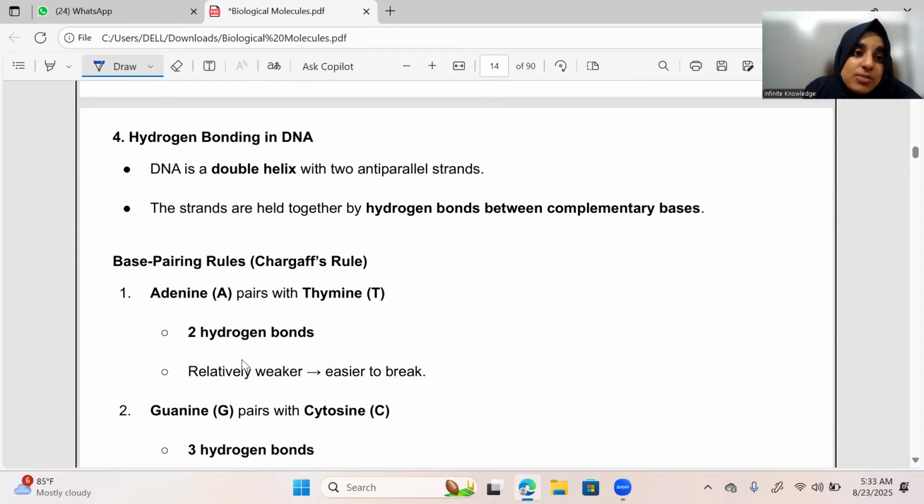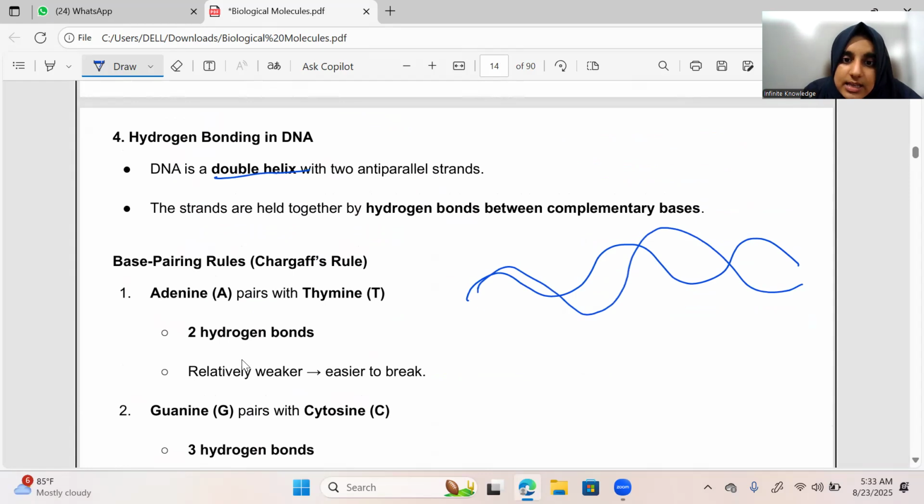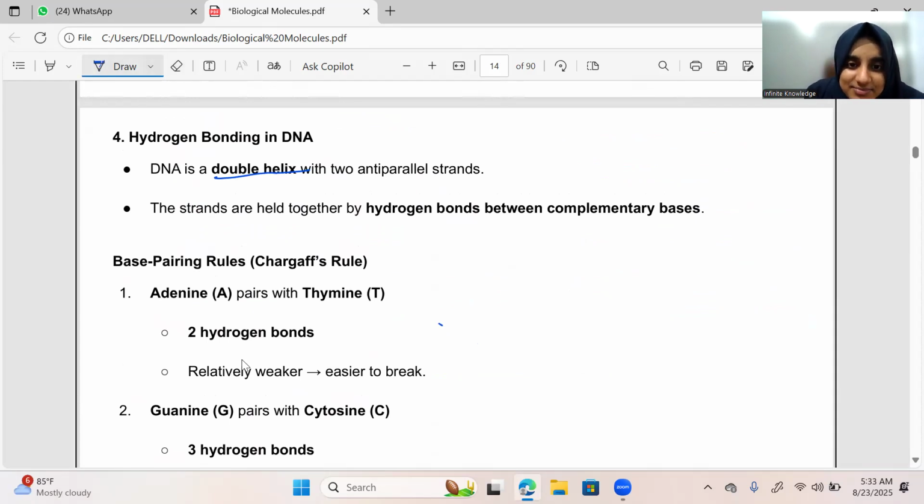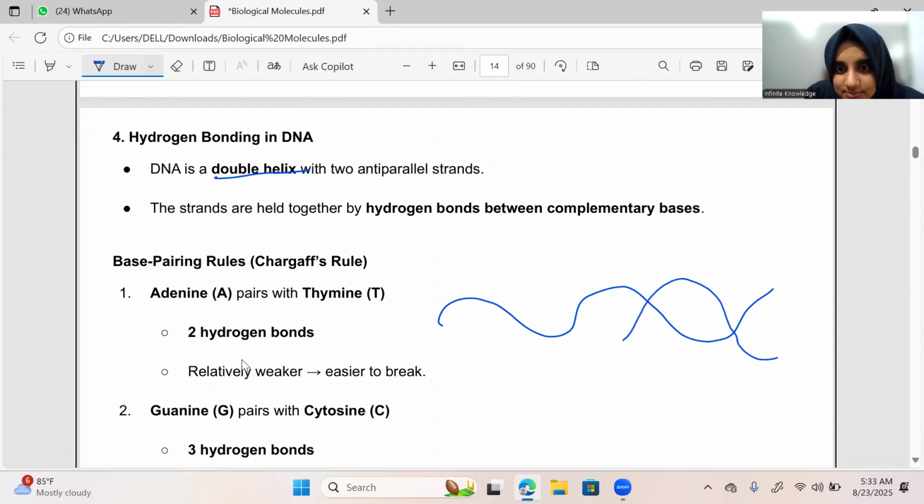Next, we have hydrogen bonding in the DNA. DNA is basically a double helix structure with two antiparallel strands. So it's basically like this, a helix-like structure which has two antiparallel strands, and these are held together by hydrogen bonds between the complementary bases.